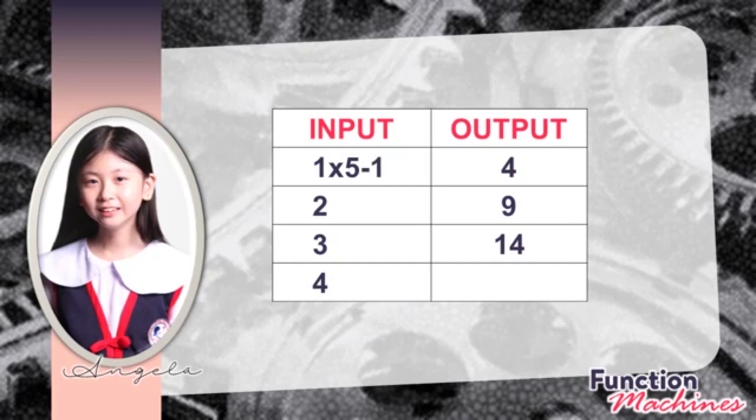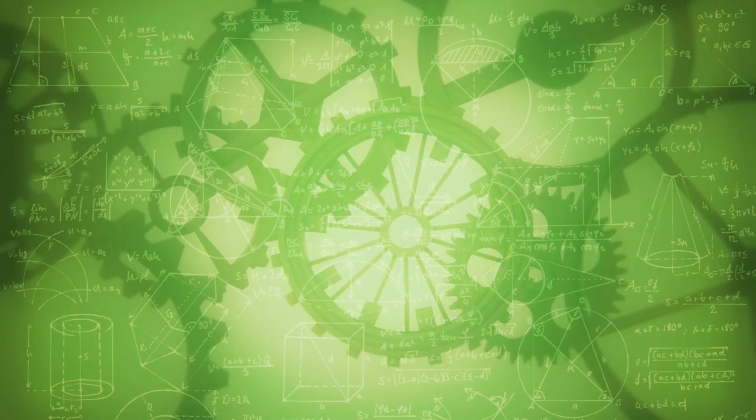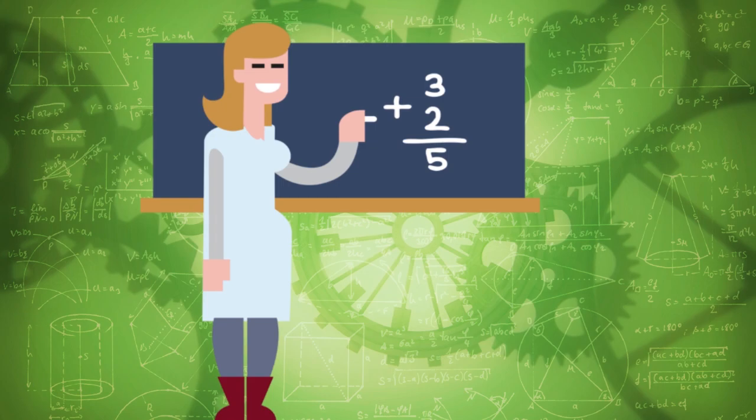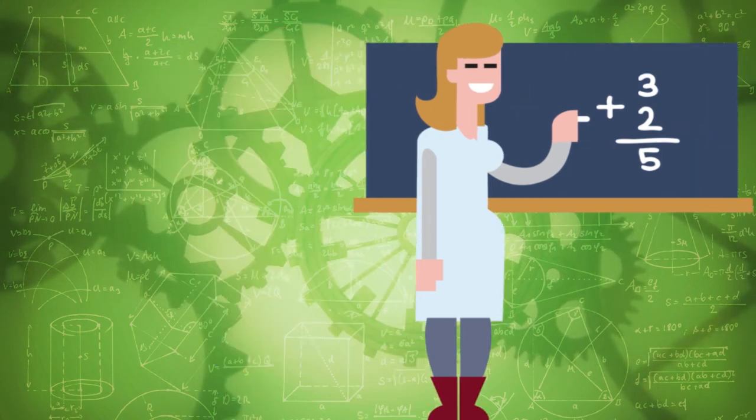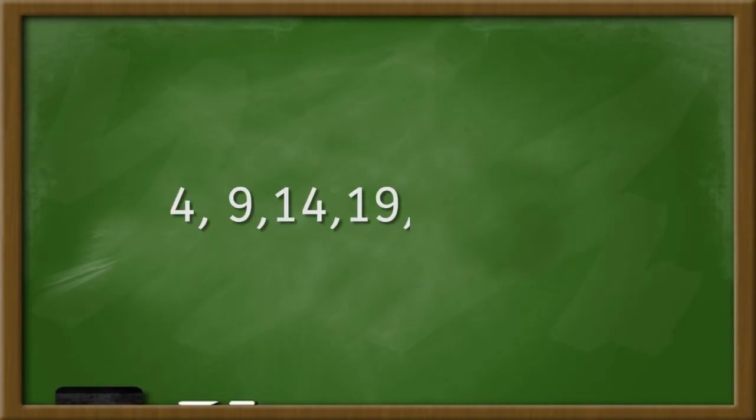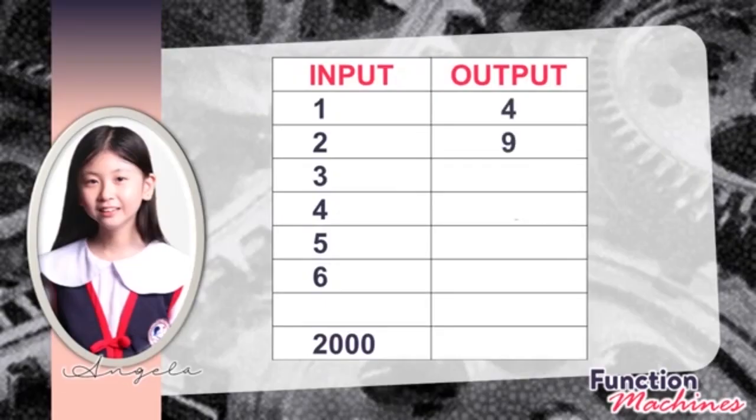Now let's check the other numbers. 2 times 5 minus 1 equals 9. 3 times 5 minus 1 equals 14. 4 times 5 minus 1 equals 19. It's correct! Suppose your math teacher gives you this problem to solve for extra credit: 4, 9, 14, 19, blank, blank. It is very easy to find the 6th number in the sequence because all you need to do is add 5 to the previous number.